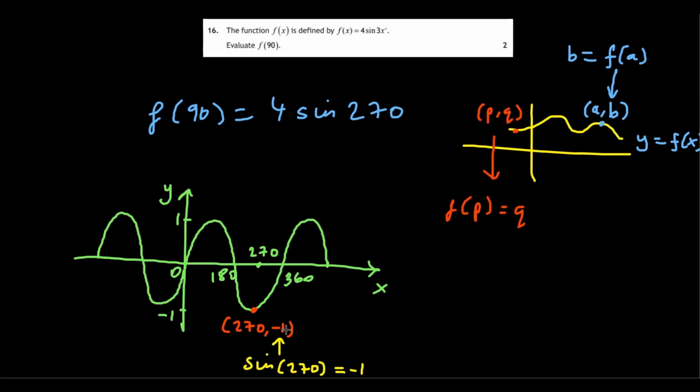So f of 270 is minus 1, but this function is sine x. So essentially y equals f of x equals sine x. So that's our function over here. And then it would just give you this value for sine 270. So that means that this becomes 4 times minus 1, and that's minus 4.